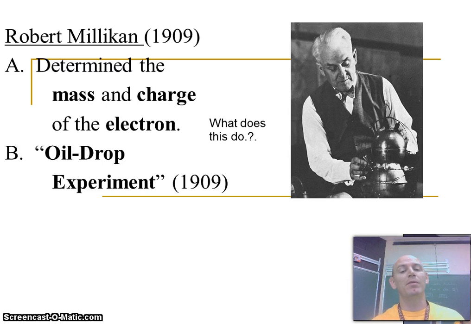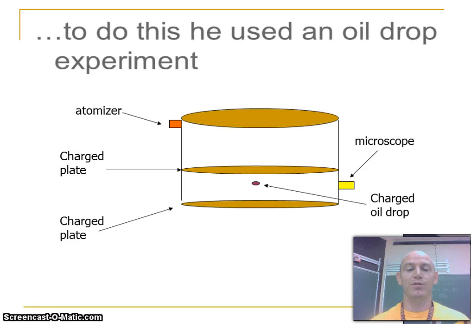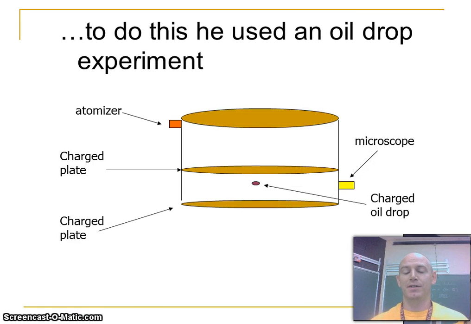Next up, Robert Millikan. Millikan is going to build on Thomson's work. Millikan, another scientist, an American, in 1909 performed his most famous experiment called the oil drop experiment. What Millikan really relied on was Thomson's mass to charge ratio.